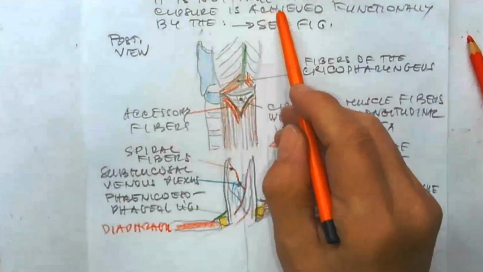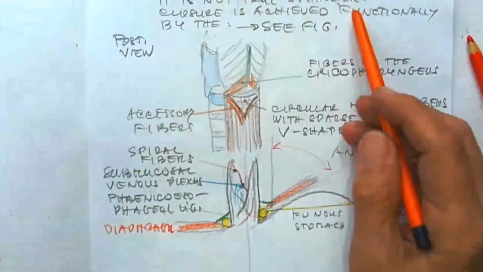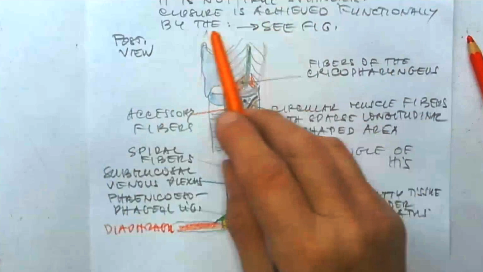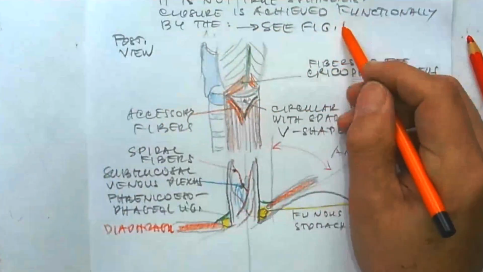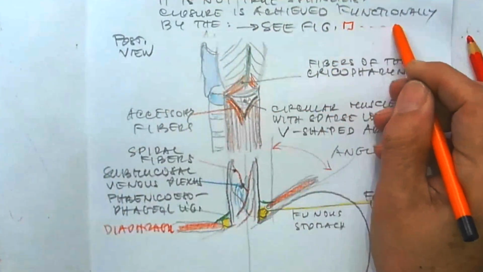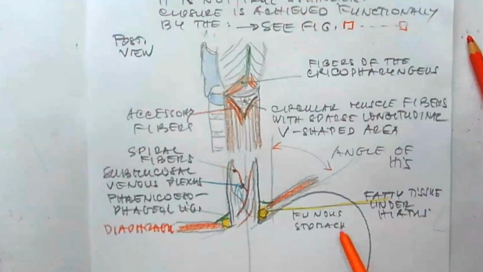So there are some mechanisms that help, and also we could add what we need. Closure is achieved functionally by the factors, and the factors will be these ones. So I'm labeling them. Angle of His number 1.